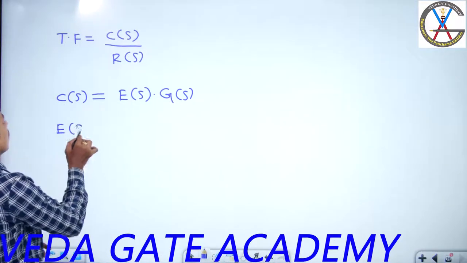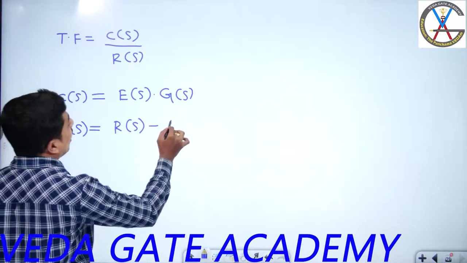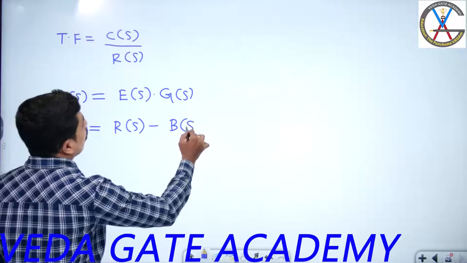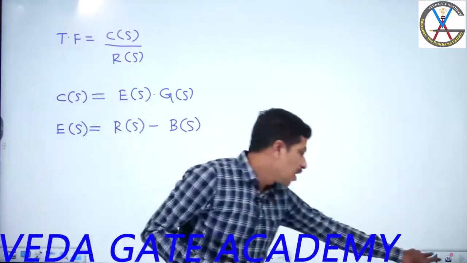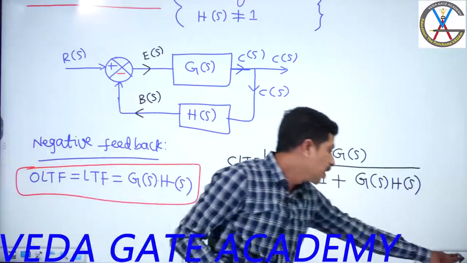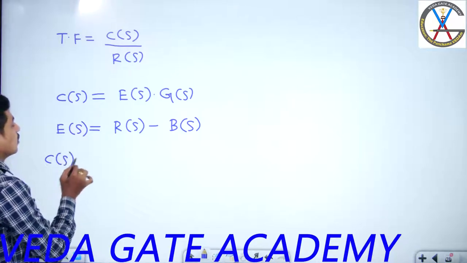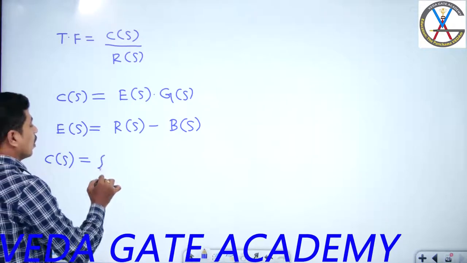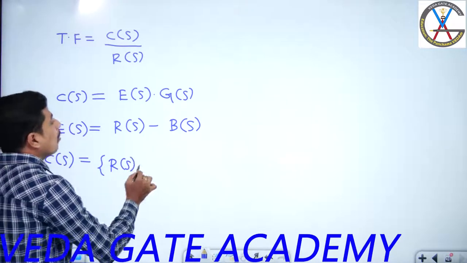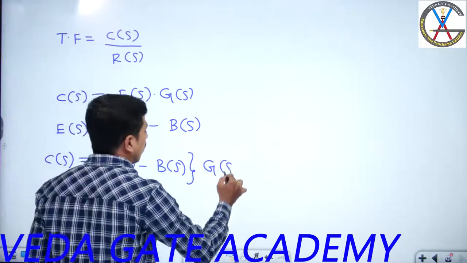E of s is equal to R of s minus B of s. Why minus? Because we have taken negative feedback here. Now, C of s is equal to E of s times G of s, which is R of s minus B of s into G of s.